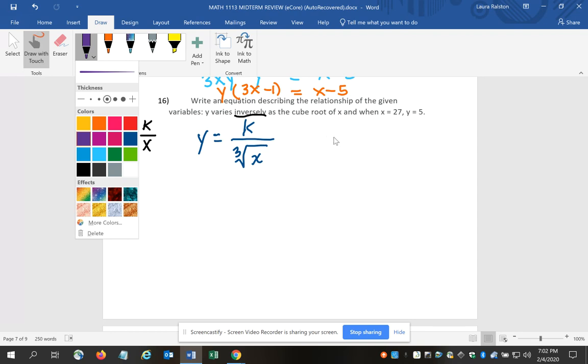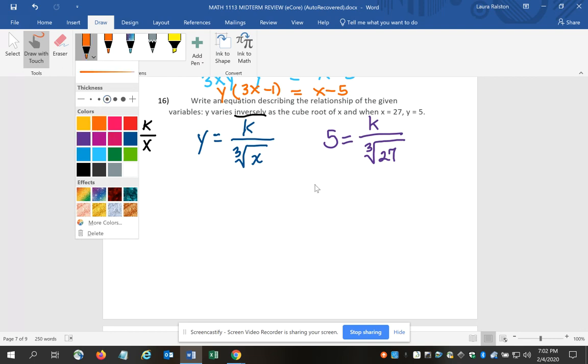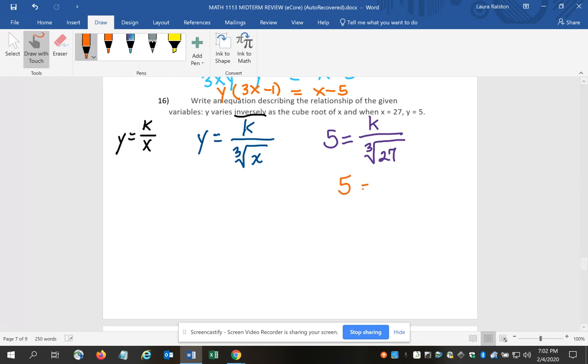So it tells me when x is 27, y is 5. So I'm going to plug those numbers into my formula. 5 equals k over the cube root of x, which is given as 27. And then I need to solve that equation for k. So I'm going to first simplify the cube root of 27. So I have 5 equals k over 3. 3 times 3 is 9, times 3 is 27. So 3 to the third is 27.